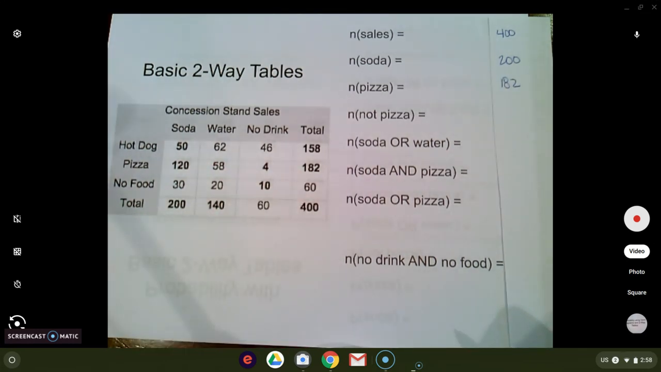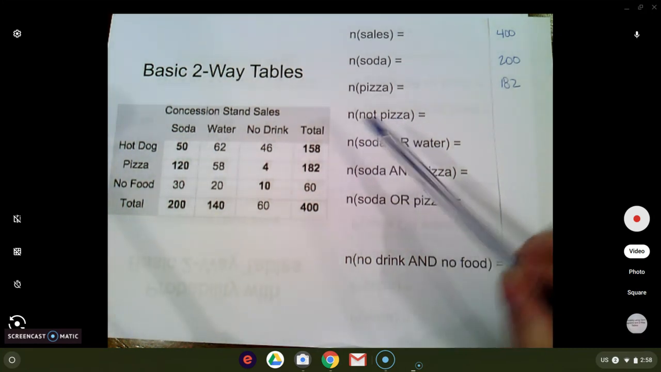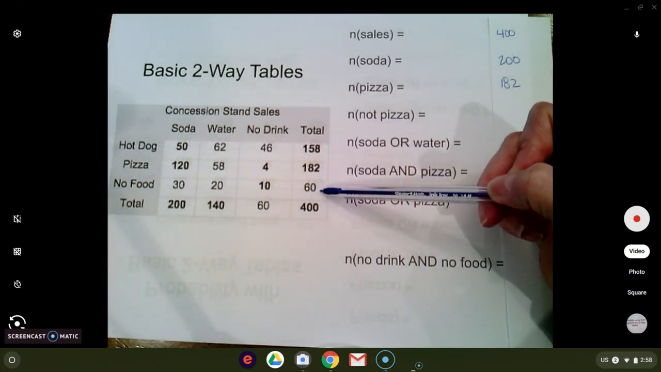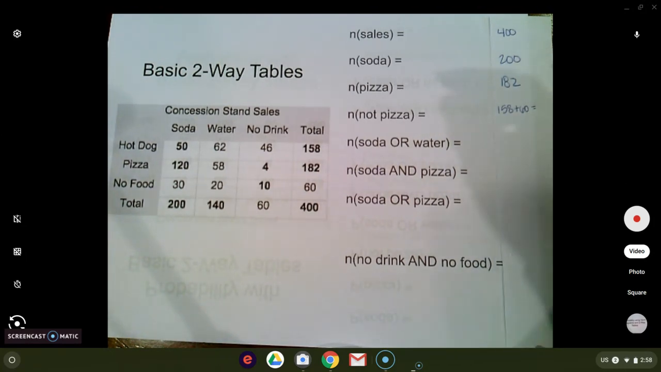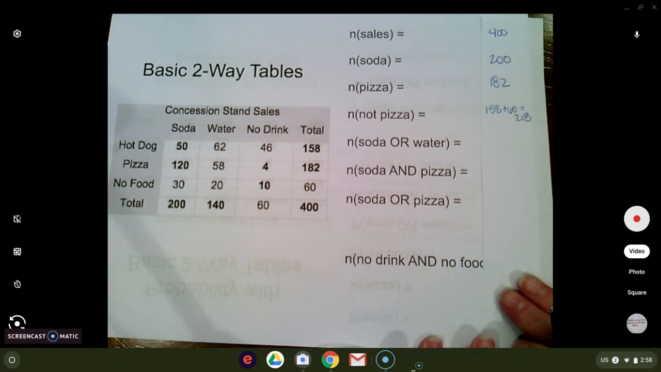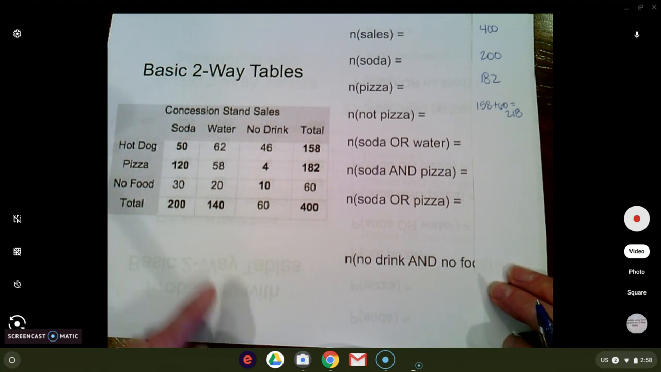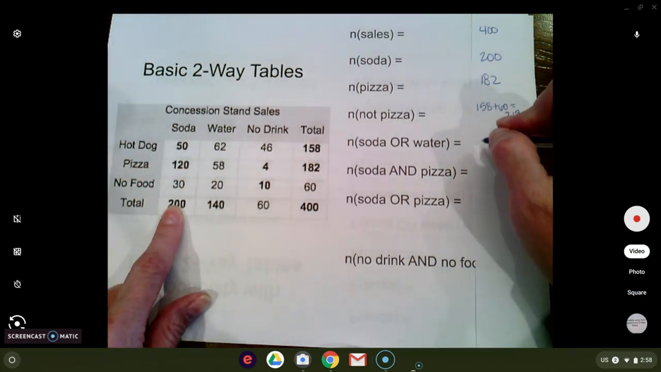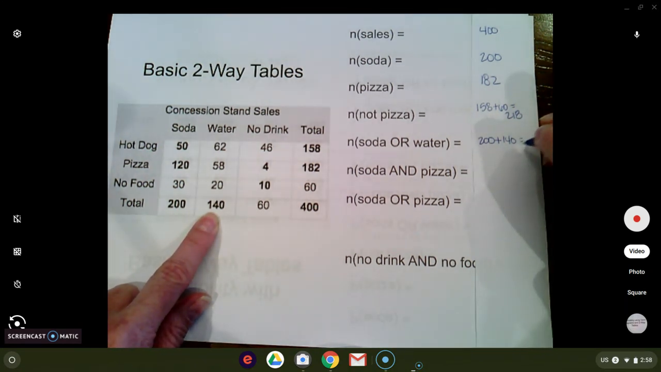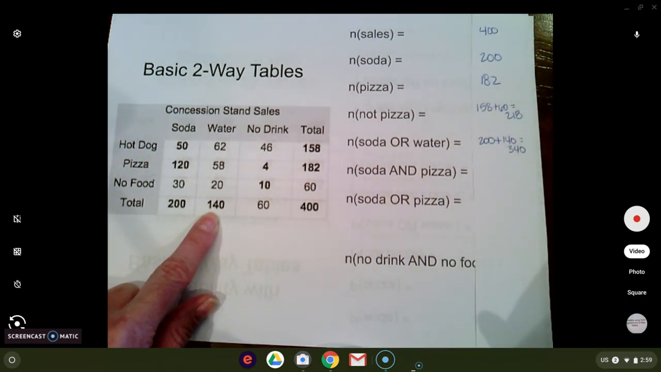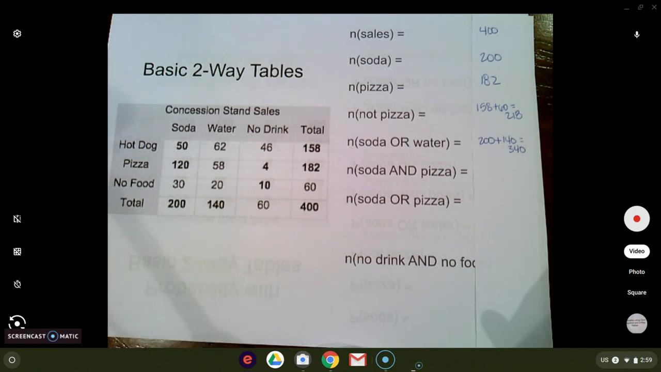Really easy to see. Number of things that were sold that were not pizza. Well, that would be hot dogs or people who bought no food. So you would add those two things together. 218. Okay. What about an or statement? Soda or water? Well, you have 200 soda sales plus 140 water sales. That's 340 soda or water. There's no overlap there, so you're fine. Okay, these must be people ordering individually.